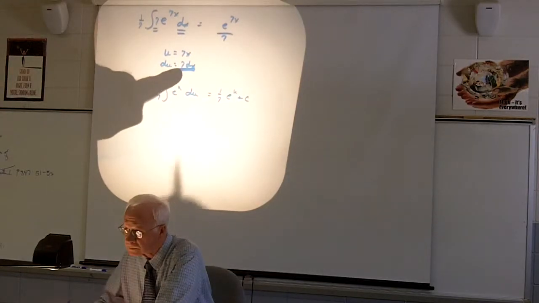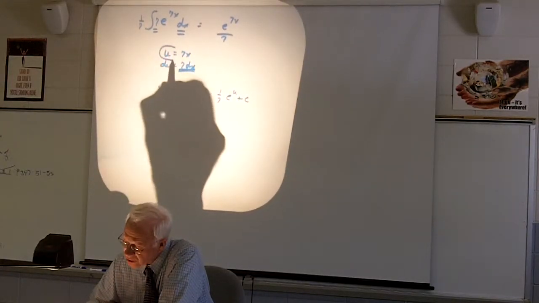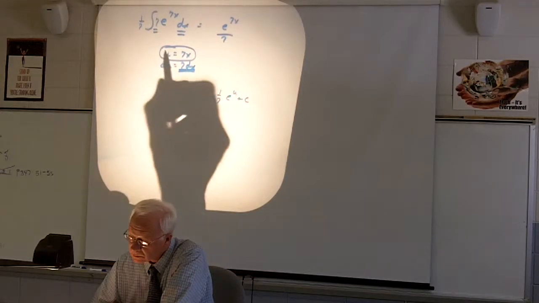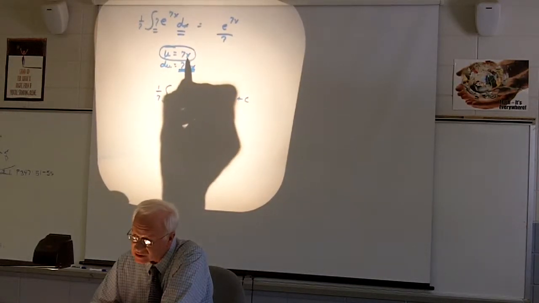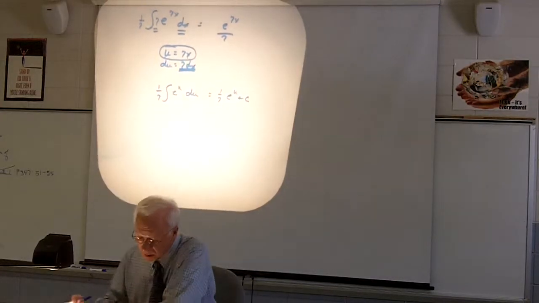Right here? Derivative of u. I took the derivative of both sides here. And that becomes a du, and this is 7dx. Okay. Got it? Okay.